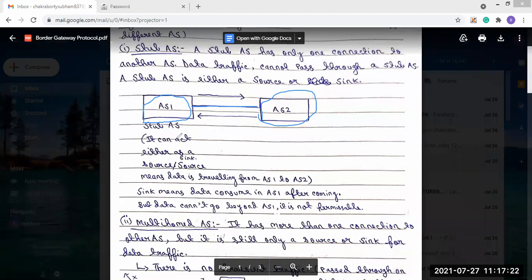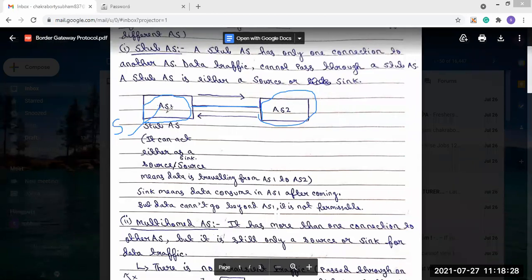Now source means what? Let's say that AS1 is the source. That means data is traveling from AS1 to AS2. Likewise, if we consider autonomous system two as the source, data is traveling from autonomous system two to autonomous system one. Whichever you choose as a source, the data will travel from there. Here we have taken autonomous system one as the source.